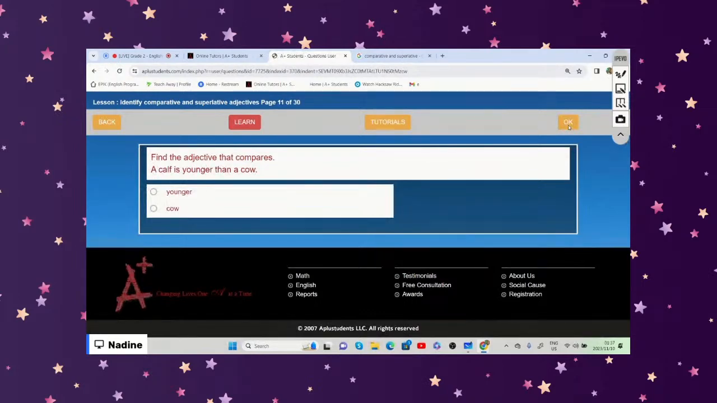And a calf is younger than a cow. All right, so basically that is comparing, right? When we compare adjectives, we have our comparative adjectives and we have our superlative adjectives.